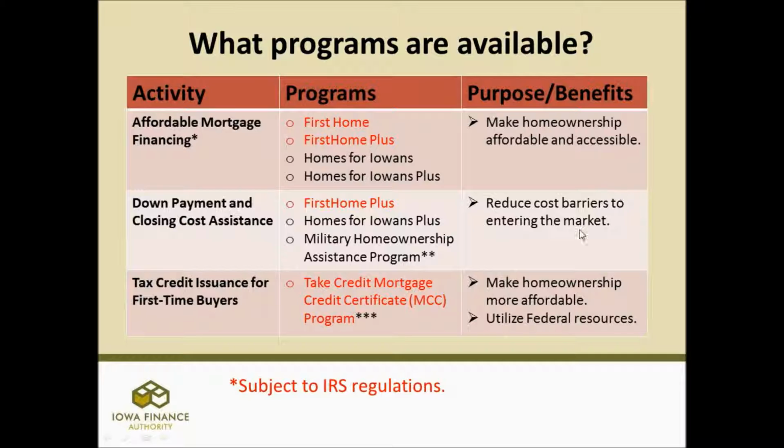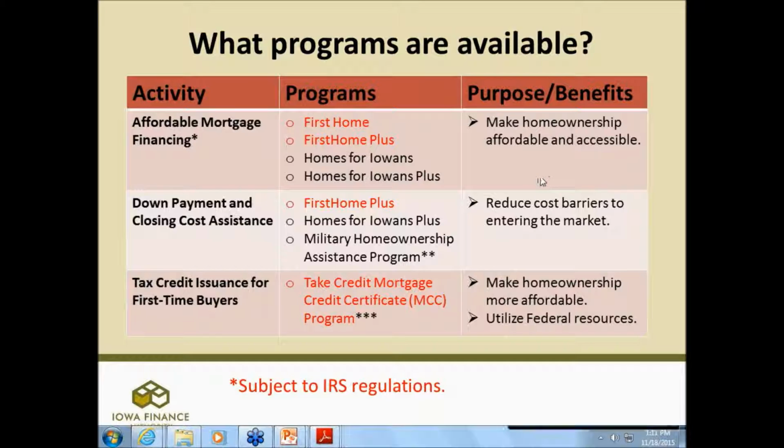The second activity we engage in is the provision of grant funds to assist with down payment and closing costs. We have 3 programs in this area, and the first 2 are listed there. The PLUS programs, as we refer to them, consist of a $2,500 grant program where a borrower can get that funding in conjunction with a first mortgage. So First Home Plus would be with the First Home Mortgage, and Homes for Iowans Plus would be with the Homes for Iowans Mortgage. And then finally, the third option there we have is the Military Homeownership Assistance Program, which offers $5,000 of grant funds and is funded by the Iowa legislature.